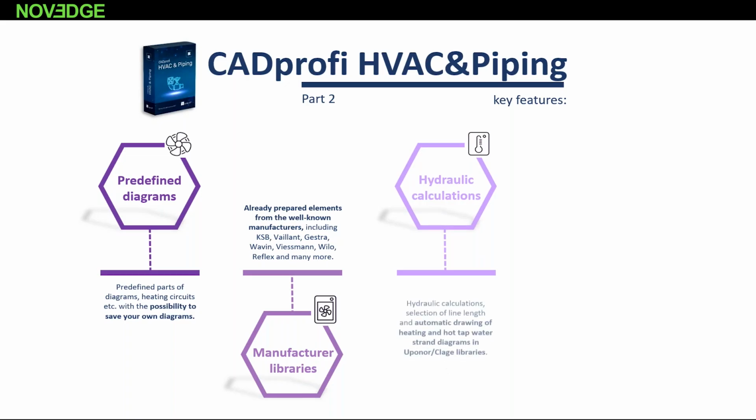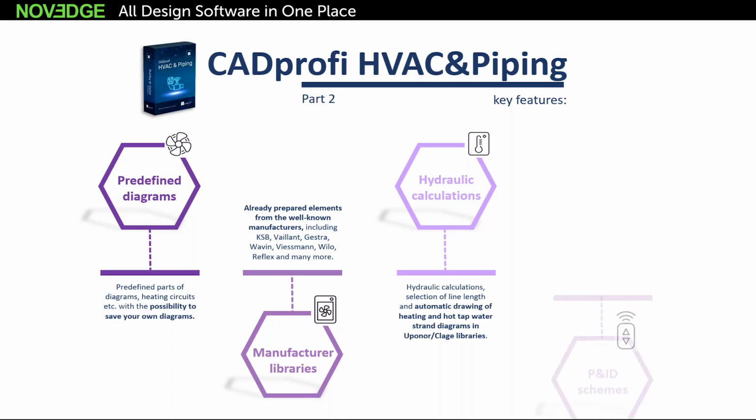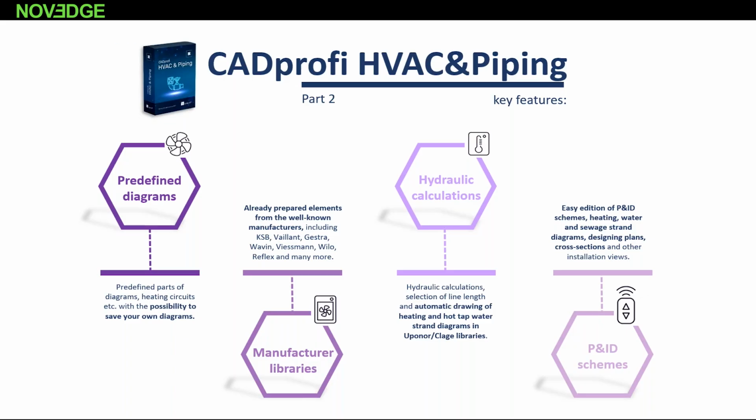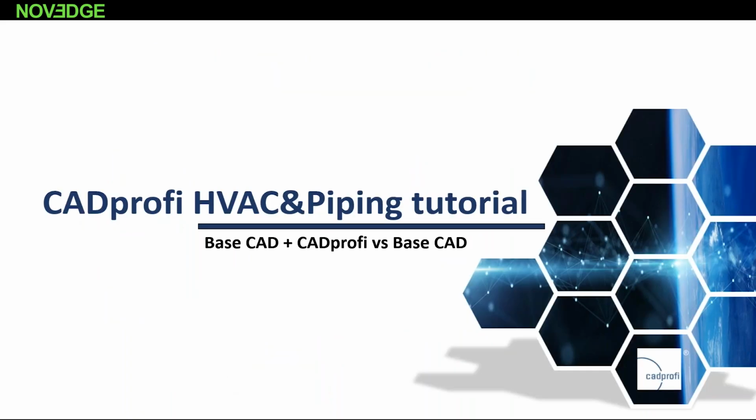Hydraulic calculations are also a key feature of CADprofi HVAC and piping, and thanks to that we get selection of line length and automatic drawing of heating and hot tap water strand diagrams, available in Uponor and Gläge libraries. And we have also P&ID schemes that will help in easy addition of schemes like heating, water, and sewage strand diagrams, design plans, cross-sections, and other installation views.